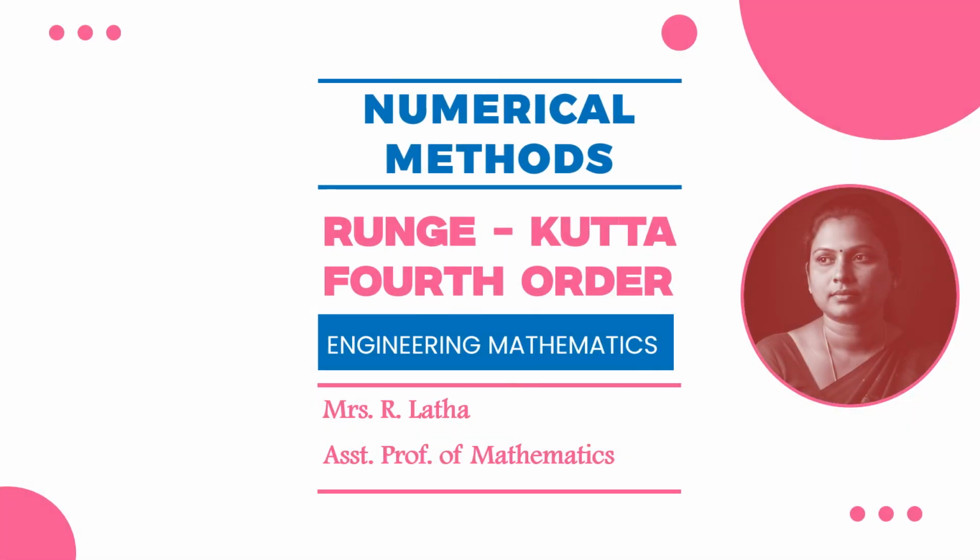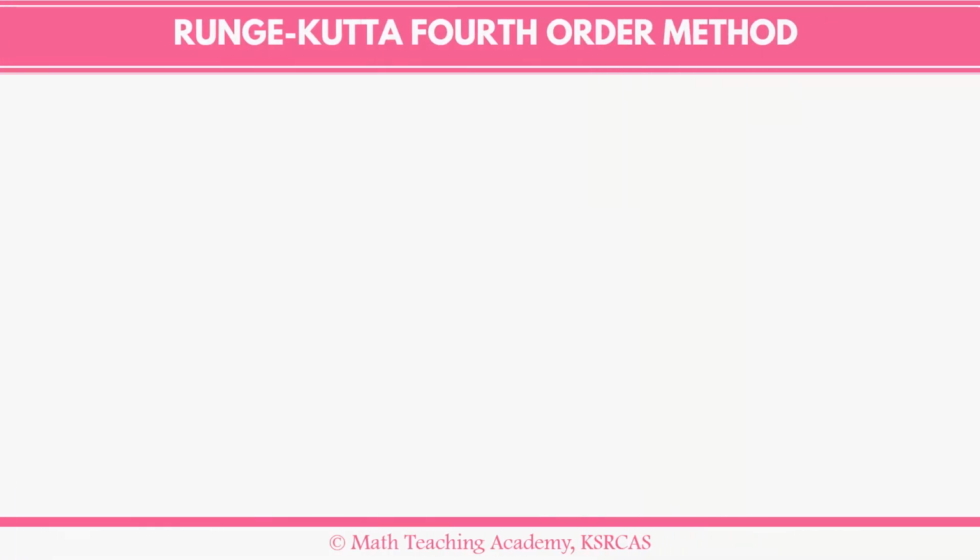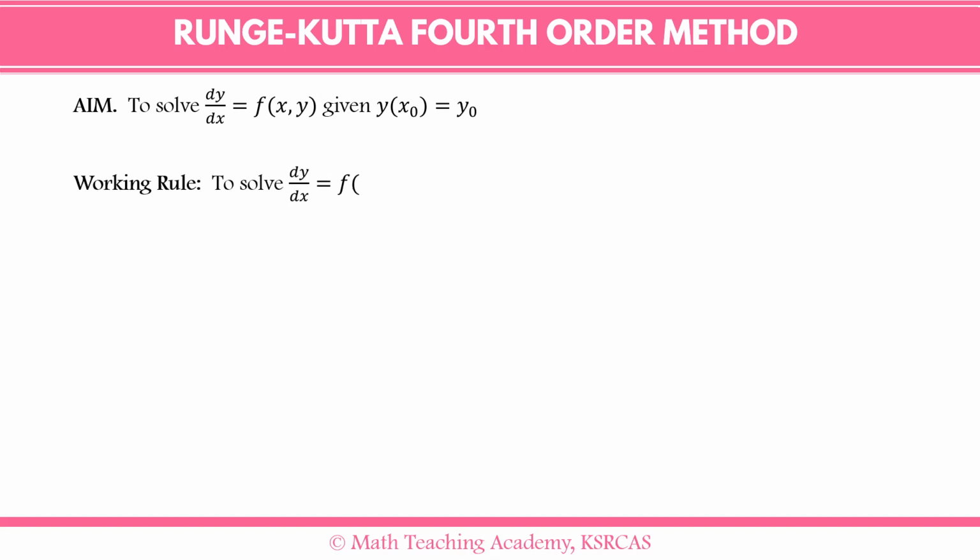Good morning, students. Today we are going to see Runge-Kutta method of fourth order in numerical method. Aim: to solve dy by dx equal to f of x comma y given y of x naught equal to y naught. So the working rule: to solve dy by dx equal to f of x comma y, y of x naught equal to y naught.